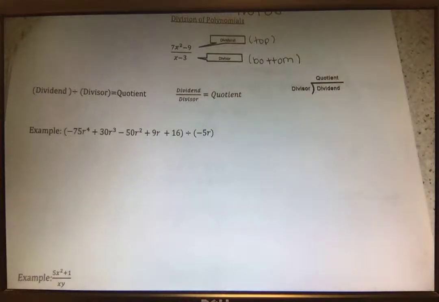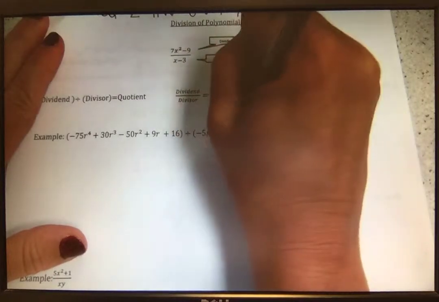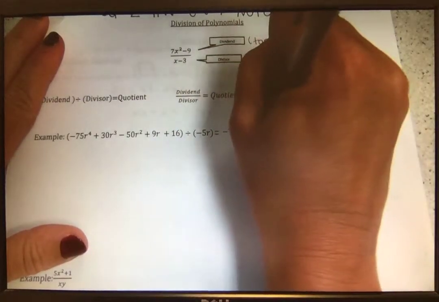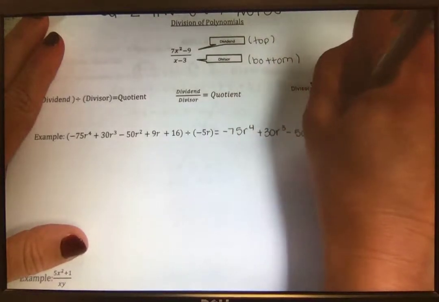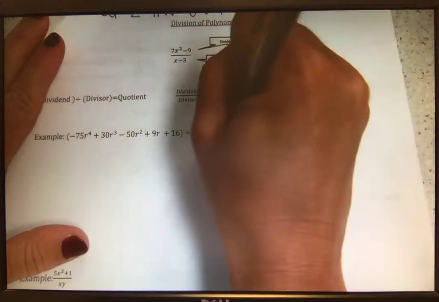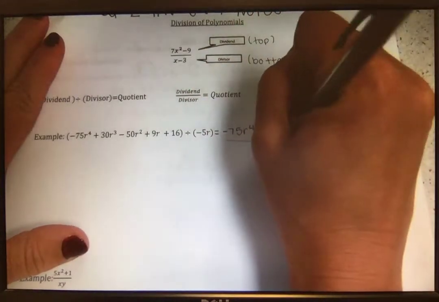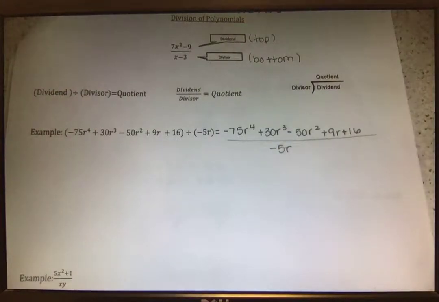So our first example, negative 75r to the fourth plus 30r cubed minus 50r squared plus 9r plus 16 divided by negative 5r. So I'm going to rewrite this in our fraction form that we talked about earlier. So we're going to do negative 75r to the fourth plus 30r cubed minus 50r squared plus 9r plus 16 all over negative 5r. So notice we're dividing everything by one term.